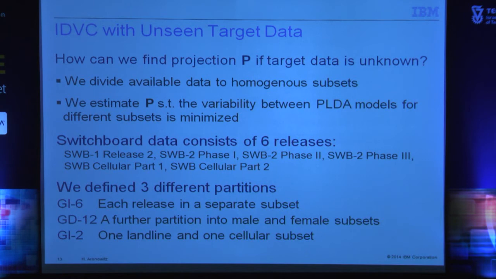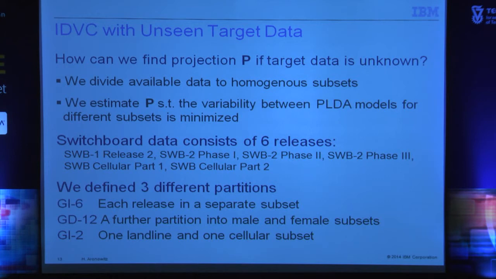Now, the question is, how can we do that when we don't have the target data to estimate P? So the trick here is that we work with what we have. We do have some data. For example, we have the source data. Maybe we have other data sets.